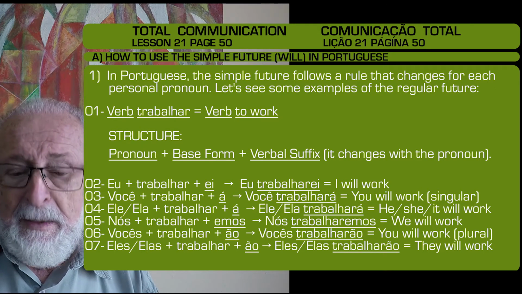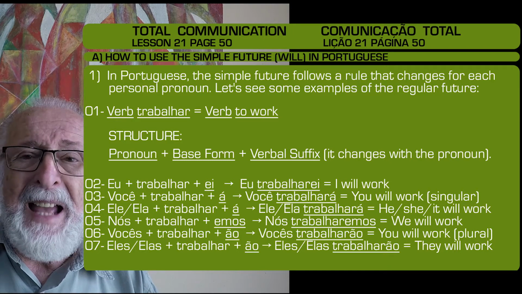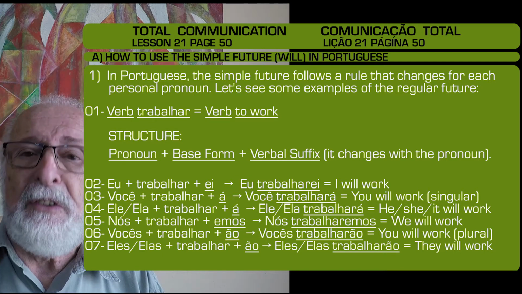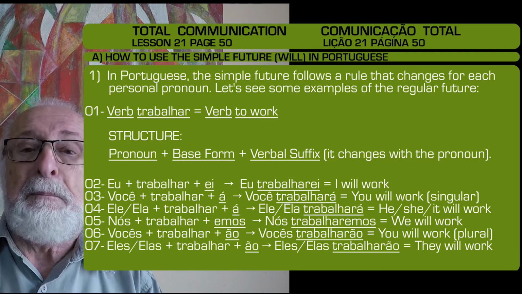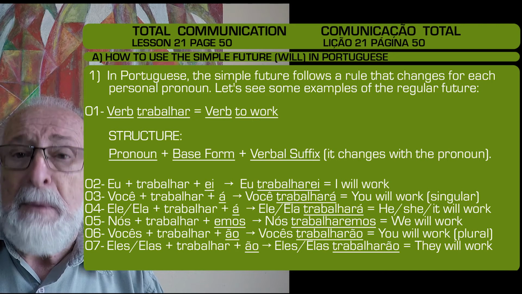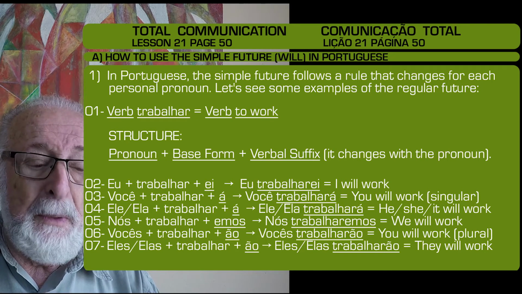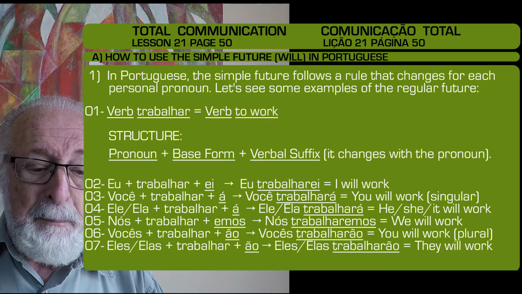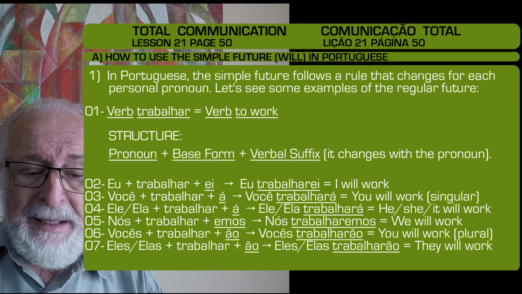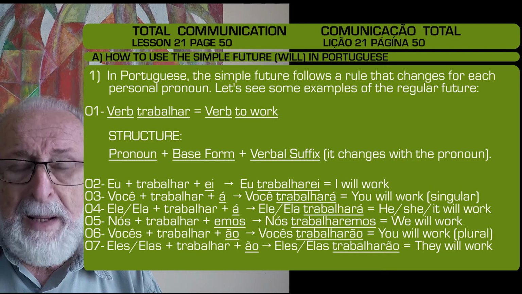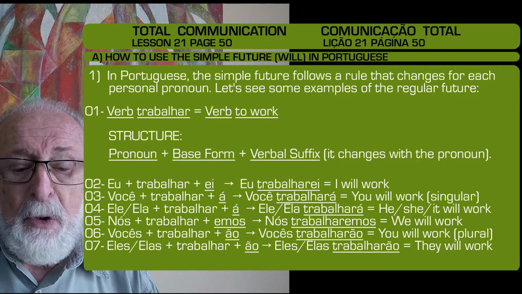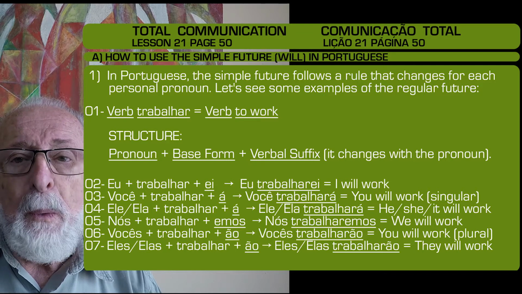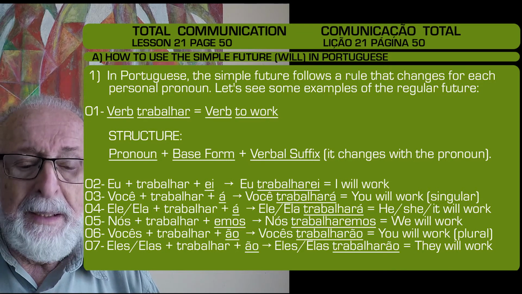All the Latin languages are like that. In French, in Spanish, in Italian, they change with the pronoun. Then let's see line 2. I put the structure being applied and the verb the way we say it. For example, eu, which means I, plus trabalhar, which means work, plus EI. That EI is a verbal suffix for the first person singular, I. Then it will be eu trabalharei. It is I will work.